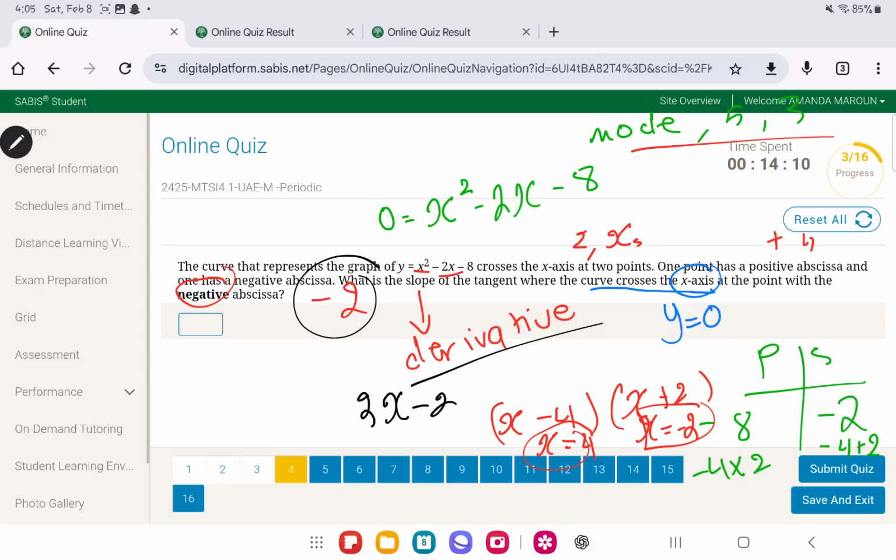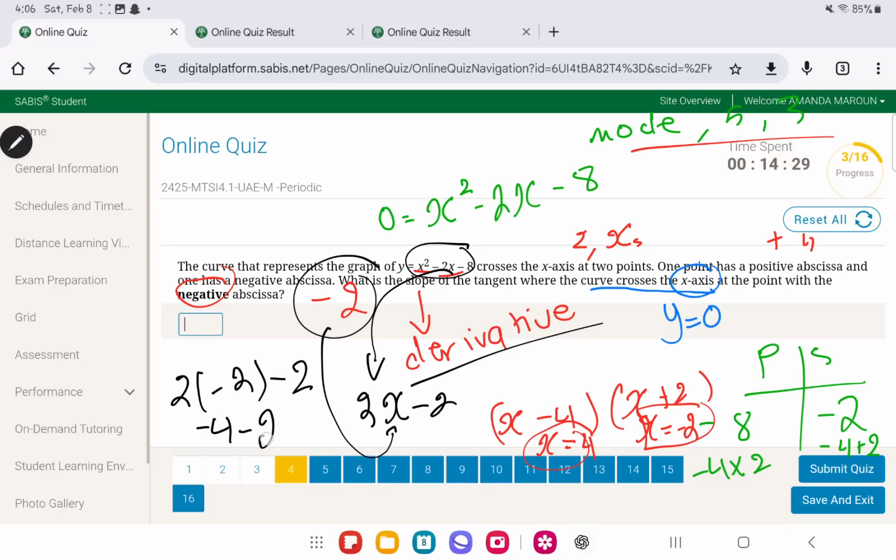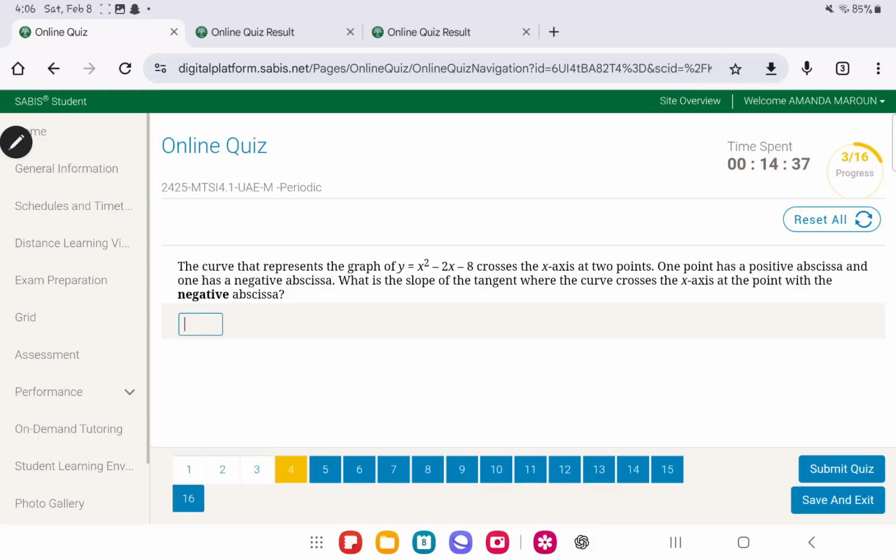I did it really mentally. I hope you guys will be able to do it mentally. Just take this, find the derivative. It's gonna be 2x minus 2. Okay, and now what you're gonna do is substitute -2. So now it becomes 2 times -2 minus 2. So -4 minus 2, which will give us an answer of -6. And this is the slope. Okay, and very simply, we found the slope to be -6.